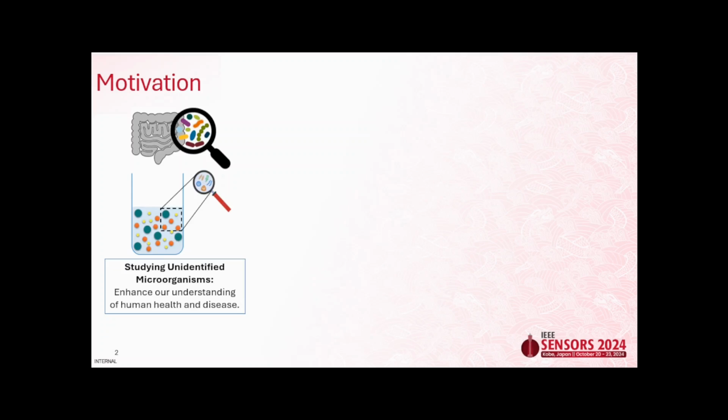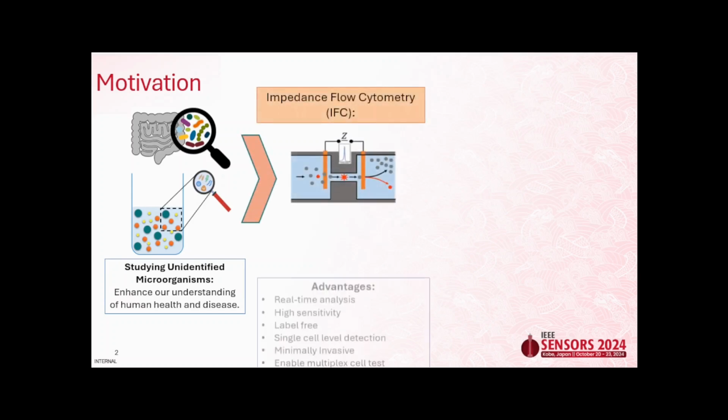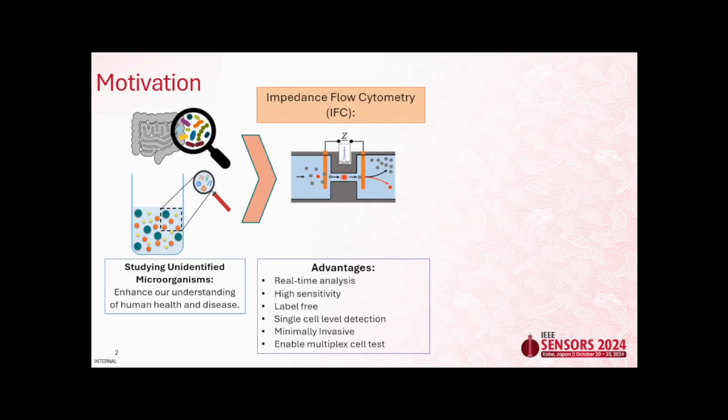A different method was always an interest for the researchers. And among different methods for detecting and characterizing those microorganisms or particles, I focus in this talk on impedance flow cytometry, which can give us a real-time analysis which has high sensitivity. It is label-free, so we don't need a fluorescent marker on our particles or organisms. And it gives us single cell level detection.